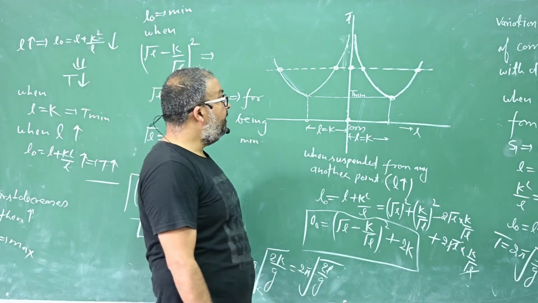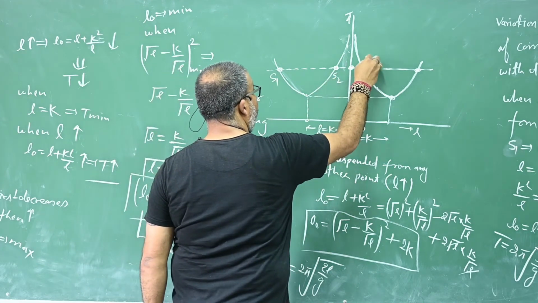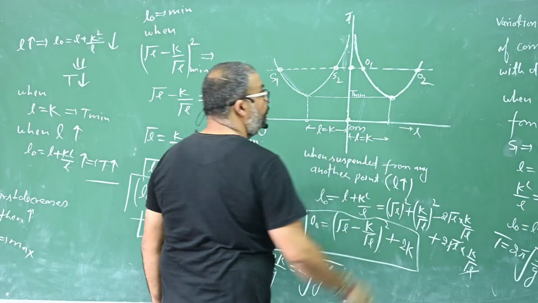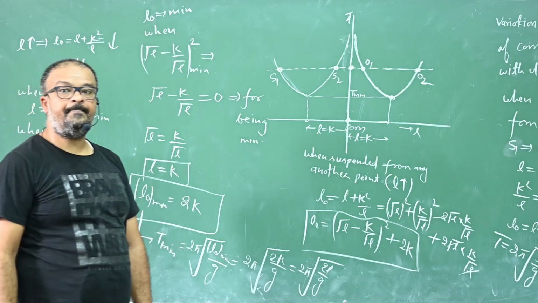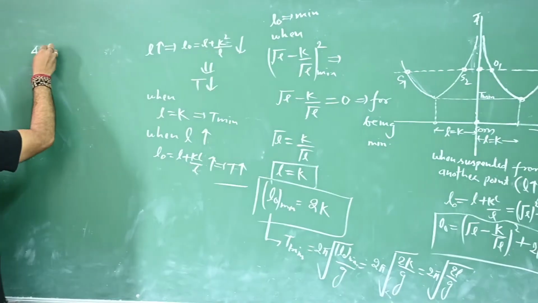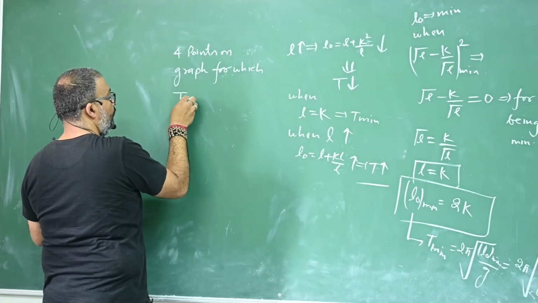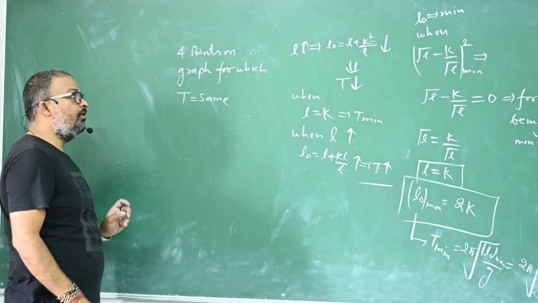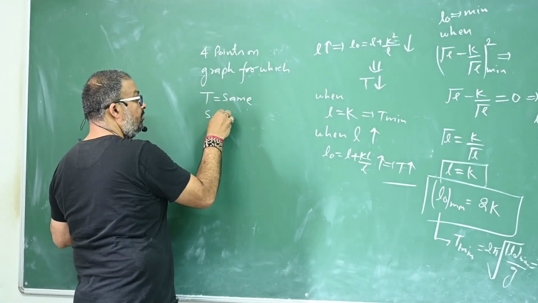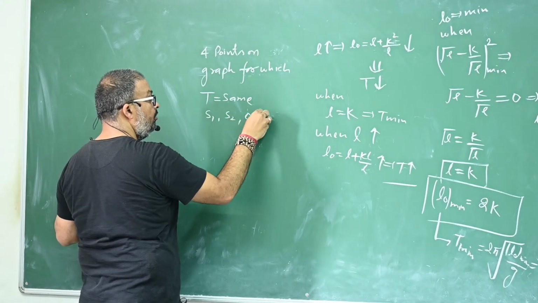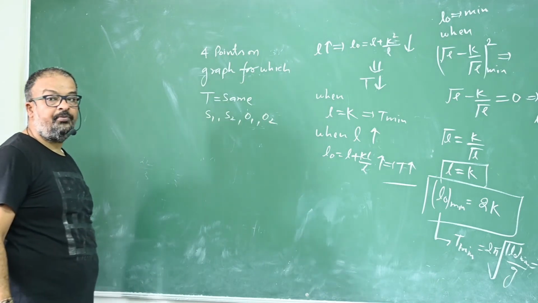Yes? Okay. So if this point is S1 and this point is S2, this will be O1 and this will be O2. These are 4 points about which the time period is the same. That means four points on the graph for which the time period is the same: S1, S2, O1, O2. Right? We have already discussed these points, right?